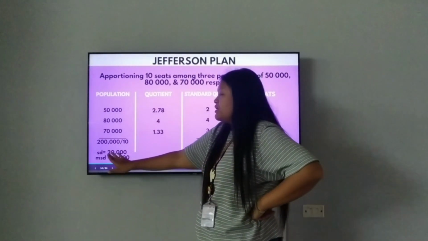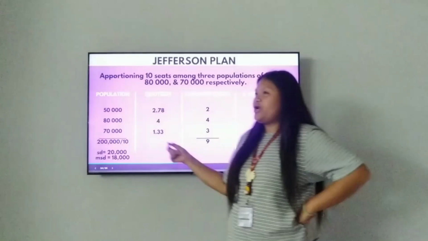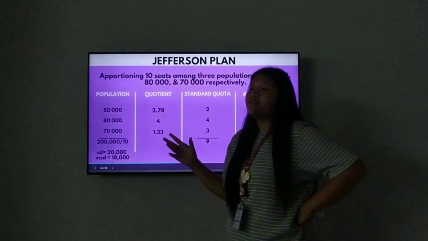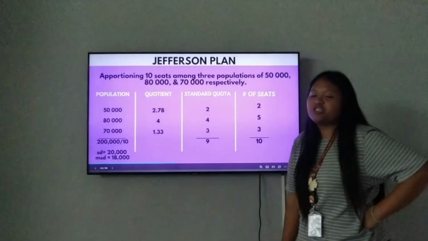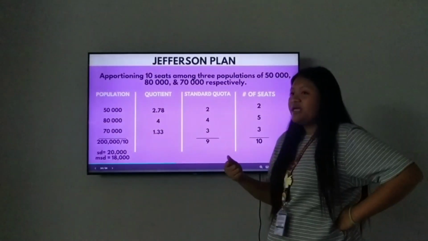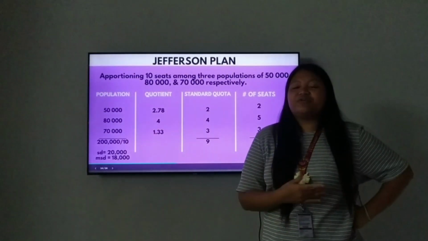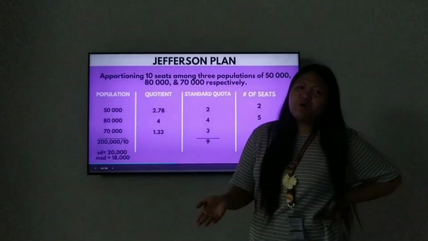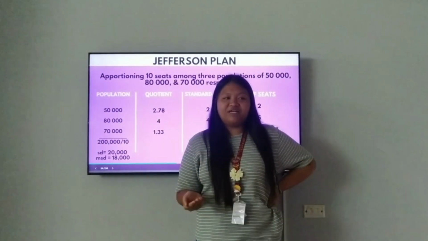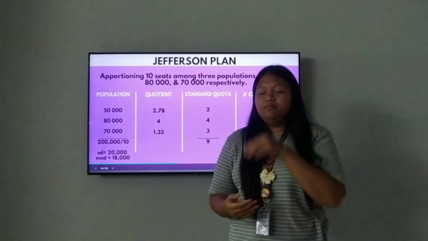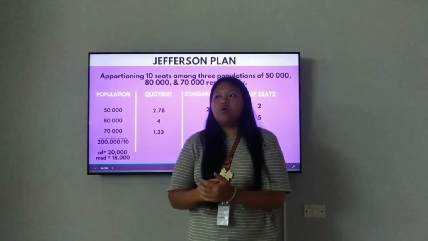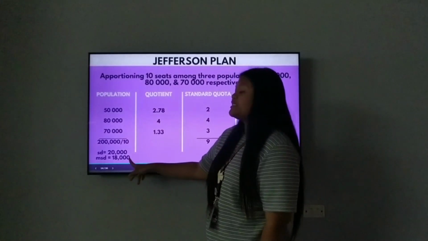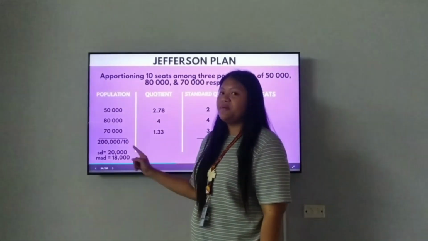If we solve our quotient using our SD, we won't get the final apportionment no matter how hard we try. So in here, we use the MSD, or the modified standard divisor. How do we get the modified standard divisor? We get it by trial and error. After calculating multiple times, I found out that we can use 18K as our MSD here.